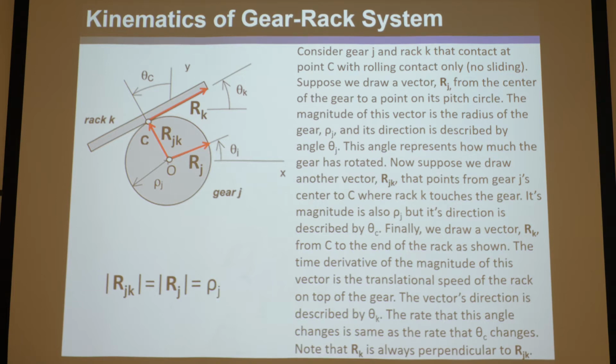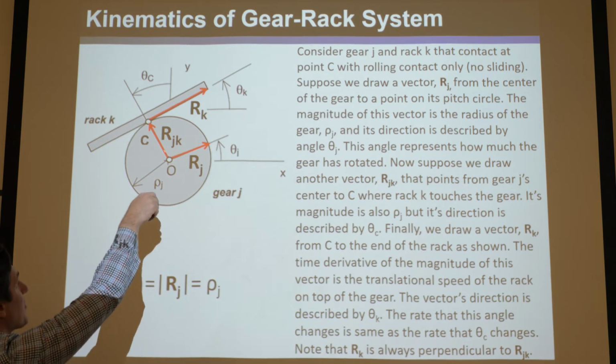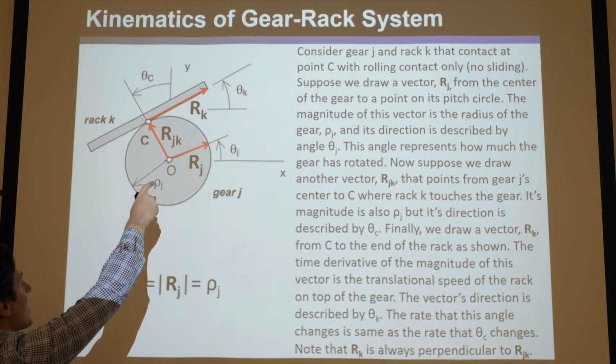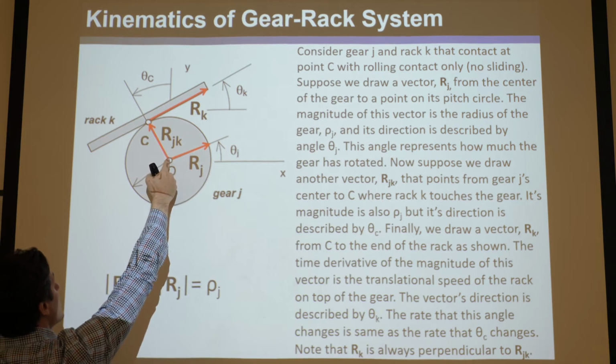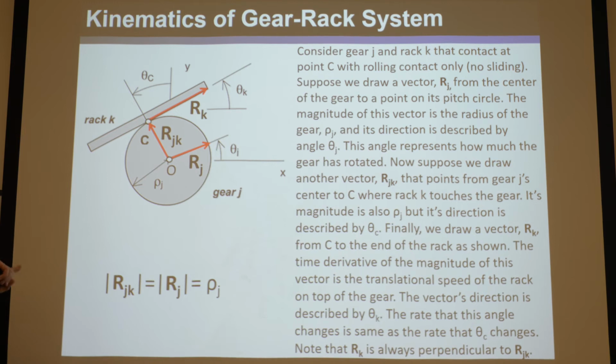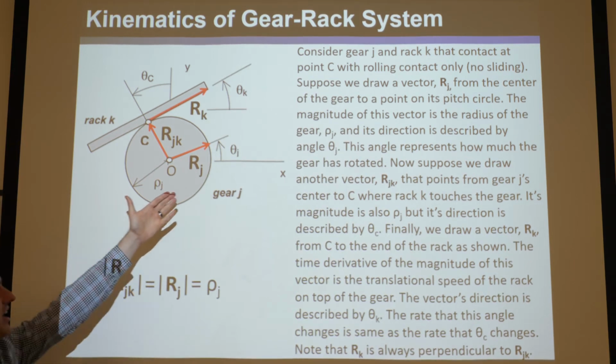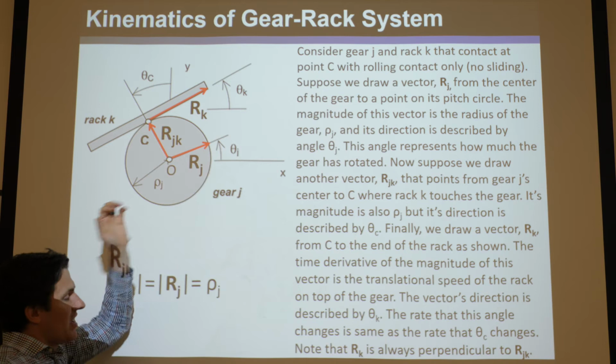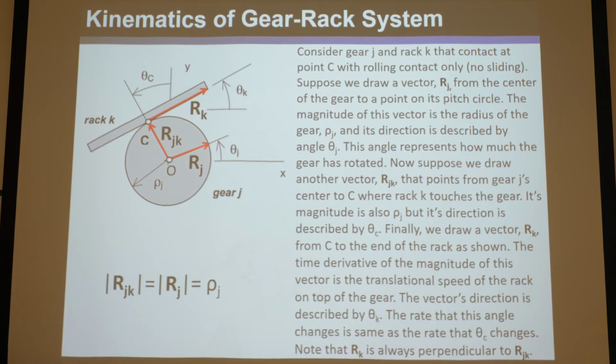Now suppose we draw another vector, and this is the confusing one, rjk, that points from gear j's center to C, where rack k touches the gear. Its magnitude is also rho j, but its direction is described by theta c. So this is a point on j, but that's not a point on j. It doesn't move with j. If it did, it would be the same thing as the derivative of theta j. It would have the same rotational information, right?